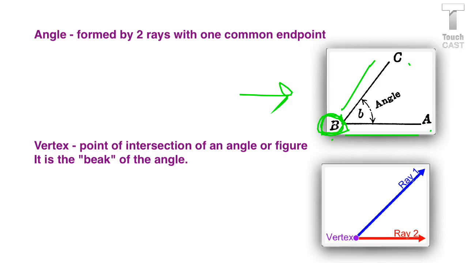This common endpoint that the two rays share is called the vertex, and that's the intersection of the two rays. You could also think of it as a beak. It kind of looks like a bird's beak, so you could call it the beak of the angle. And this is your vertex.